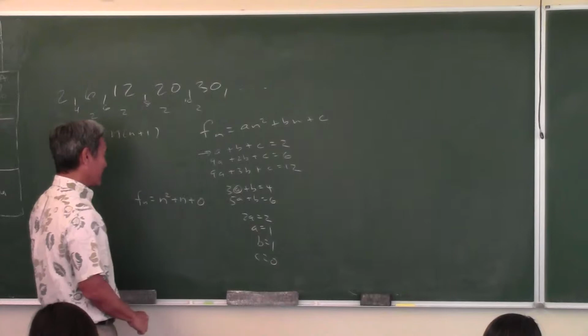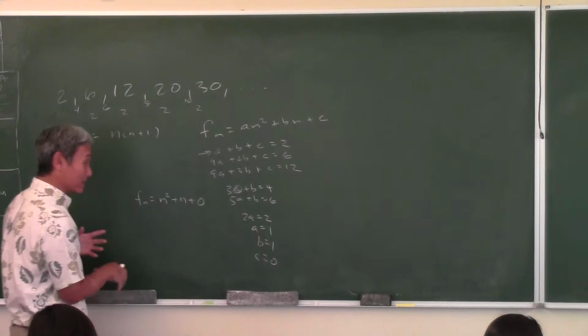Oh, that's like n times n plus 1. Isn't that the same thing as this? But this is a mechanical way of figuring it out, because some of us, the mathematical prowess is not as high as others, yeah?